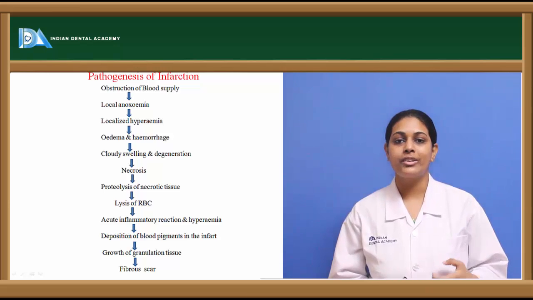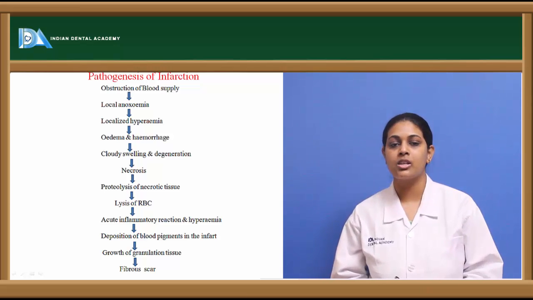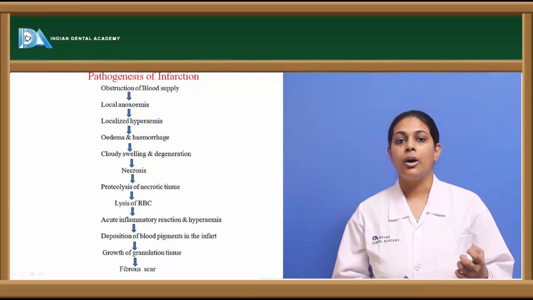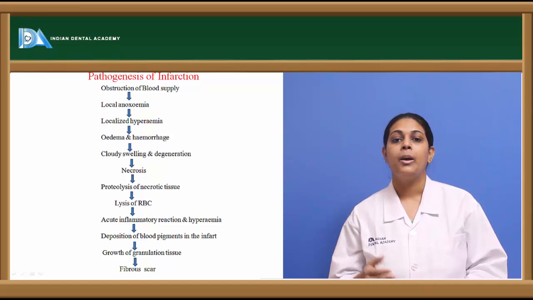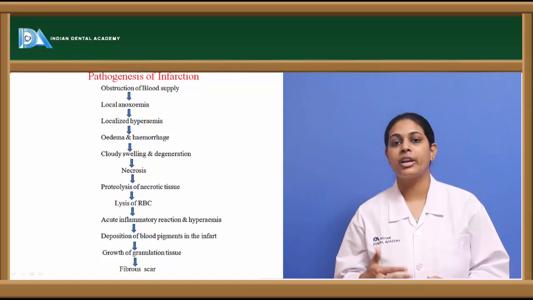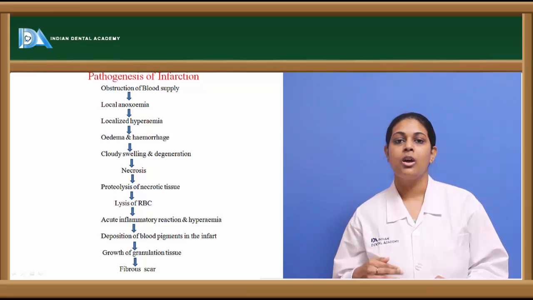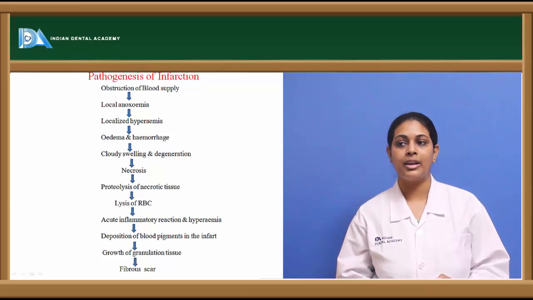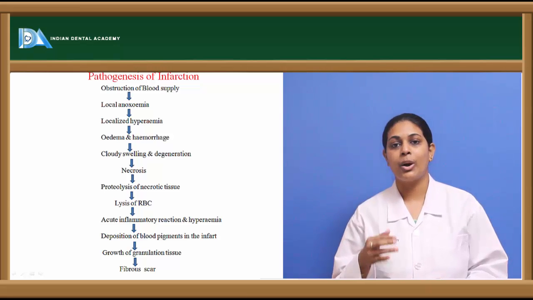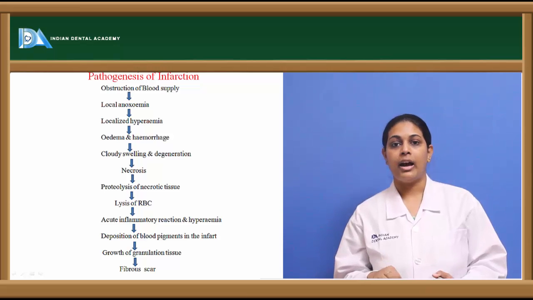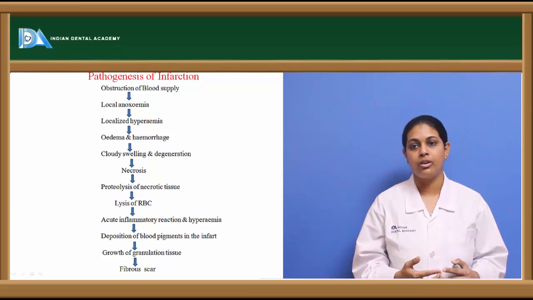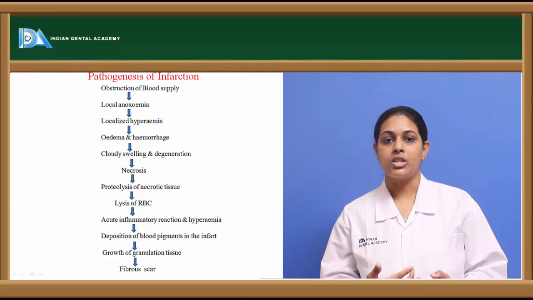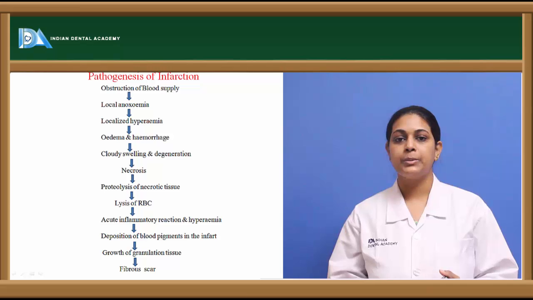Once there's degeneration, necrosis is formed, and the necrotic tissue will be broken down by a process known as proteolysis, where there will be breakdown of the proteins. Once there's proteolysis of the necrotic tissue, there will be lysis of the RBCs present in that infarct area, and this will cause an acute inflammatory reaction, as well as hyperemia as a consequence of RBC lysis.